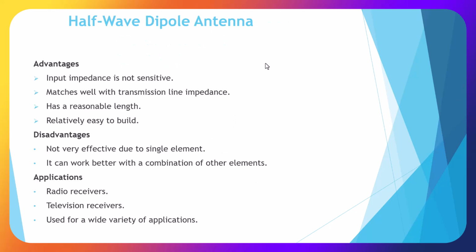Half-wave dipole antennas have some advantages. The impedance is not sensitive. It matches well with transmission line impedance, especially the old 300 ohm cable. It has a reasonable length and is relatively easy to build. The disadvantage is that it is not very effective due to a single element, but it can work better if we combine it with other elements.